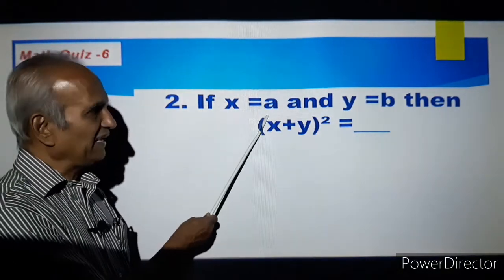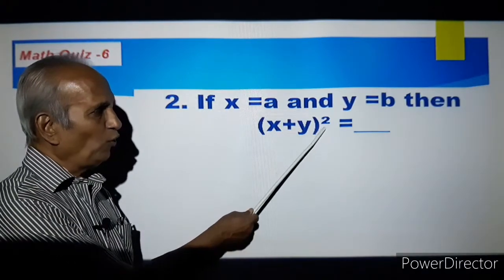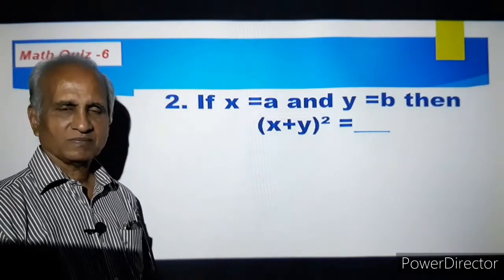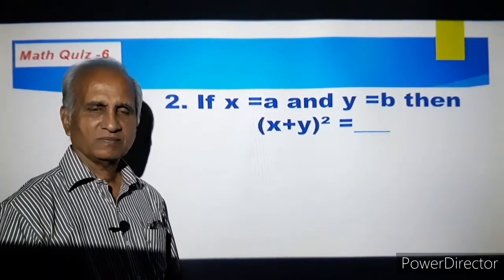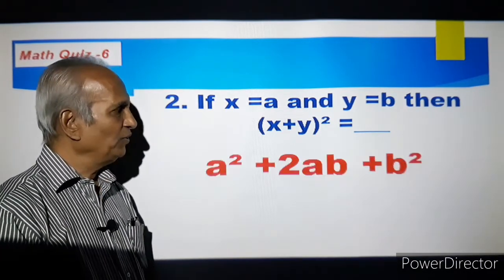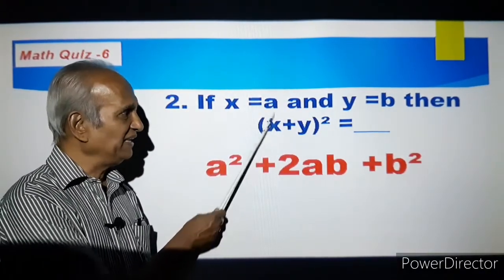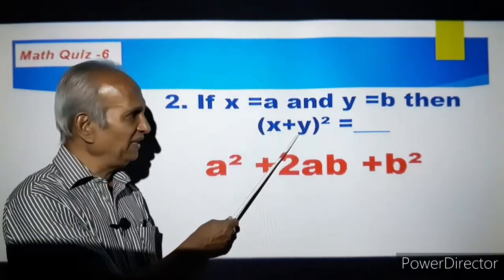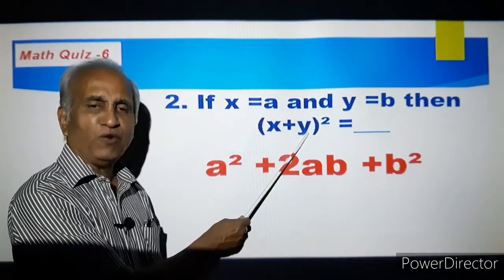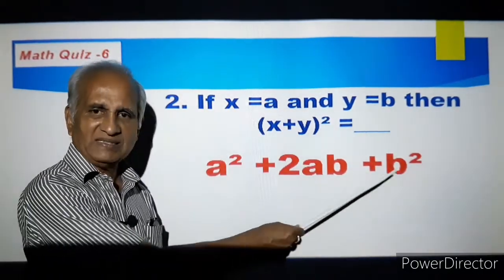If x is A and y is B, then x plus y whole squared is... You replace the algebraic values here. X is replaced by A, y is replaced by B, and it becomes A plus B whole squared. Go for the identity: A squared plus 2AB plus B squared.